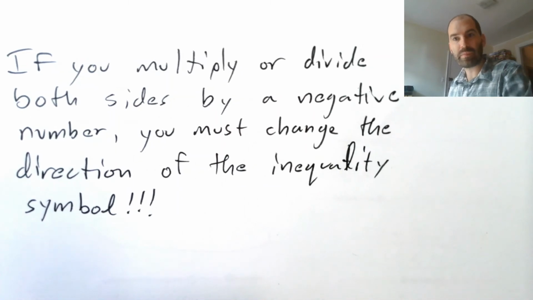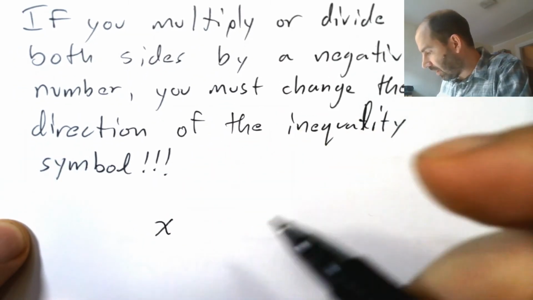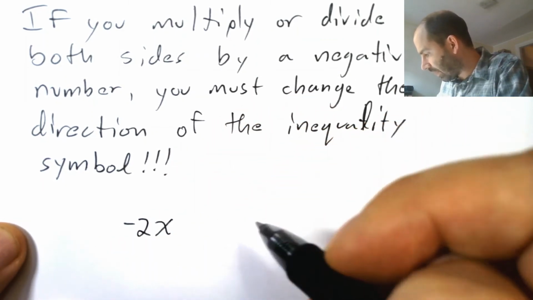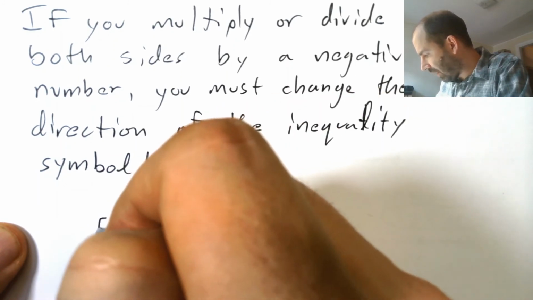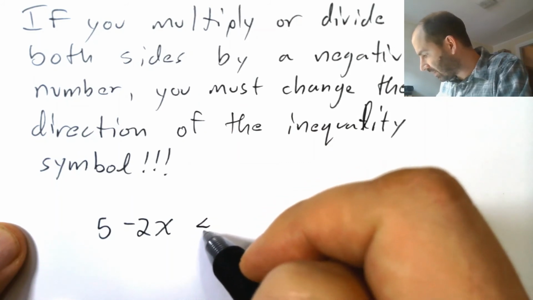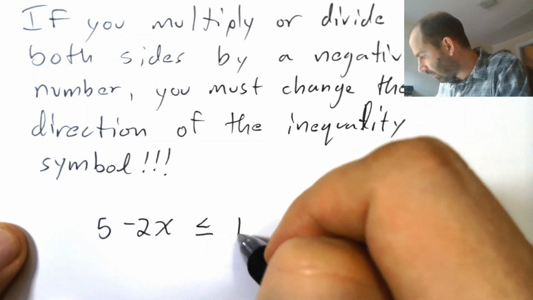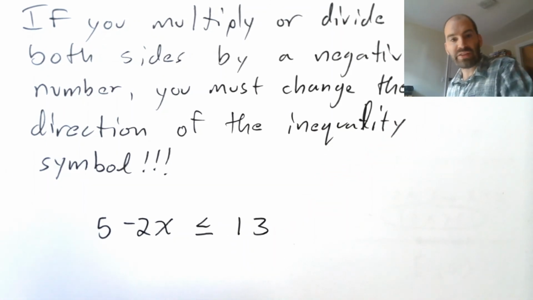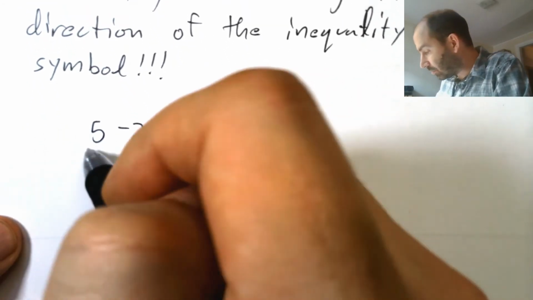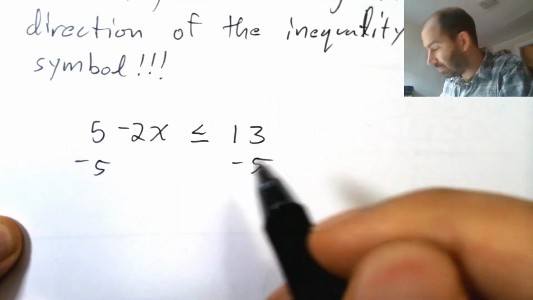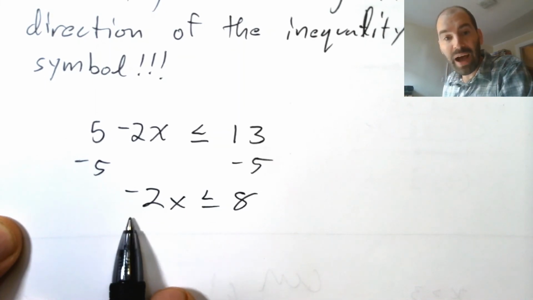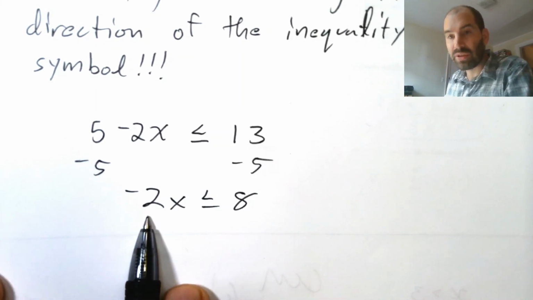Okay. So if I was solving an inequality, say, 5 minus 2x is less than or equal to 13. Okay. How would I solve this? Well, I know I can add or subtract any number from both sides, and I'm fine, right? So I can subtract 5 from both sides, no problem. But now I have to divide both sides by negative 2.